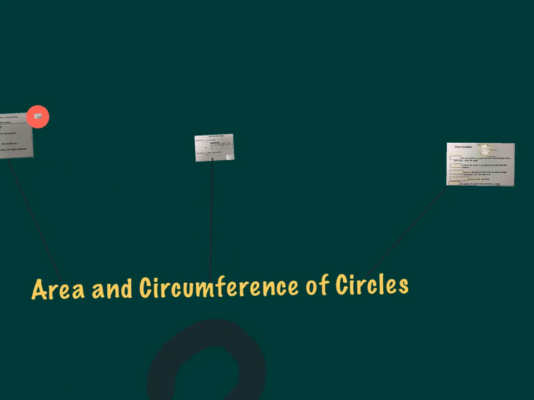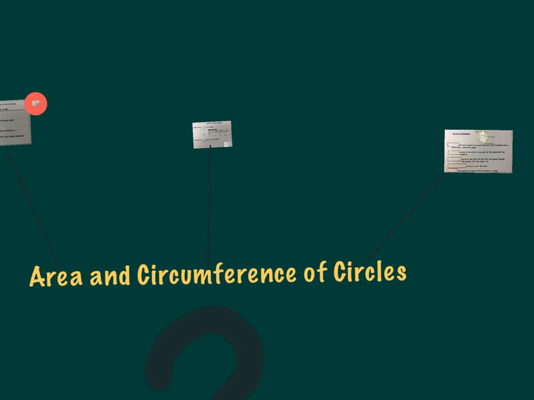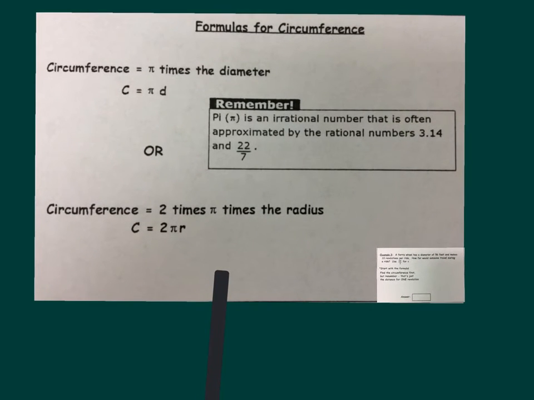Now let's look at circumference. The circumference, like we just talked about, is the outside edge, the perimeter of a circle. So some formulas you need to know, and you don't have to memorize these, they'll be given on the Georgia Milestones, is the circumference is equal to pi times d, which is the diameter.